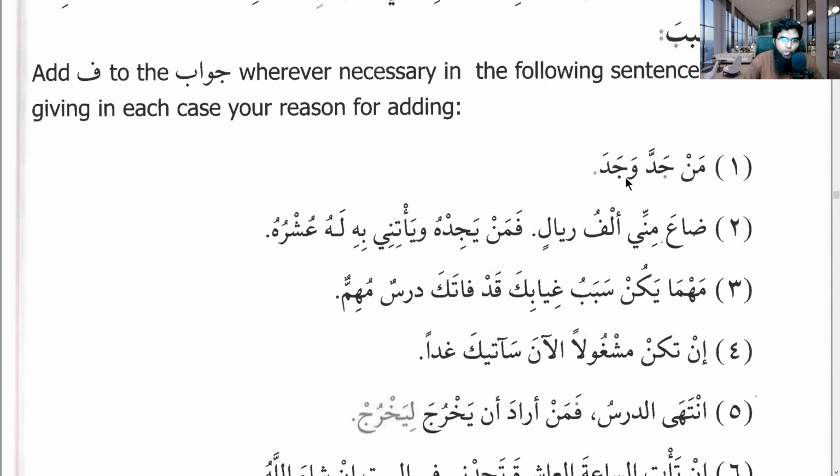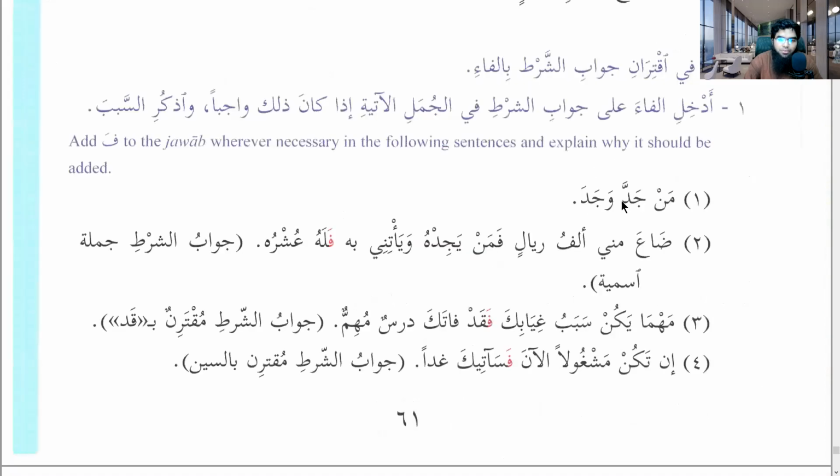Man jadda wajada. So should we put fa here or not? Jadda means to do good, to strive hard. This is a proverb: whoever strives hard, he will find. Man jadda wajada. We can memorize this. No fa here, because of direct madi. First, identify which is the condition. This is the condition, man jadda, and wajada, a direct verb. No need to add fa.